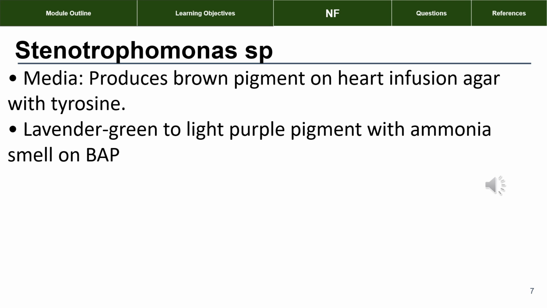For the lab diagnosis, in your media, it produces brown pigment on heart infusion agar with tyrosine. And in your BAP, it appears to be lavender green to light purple pigment with ammonia smell.